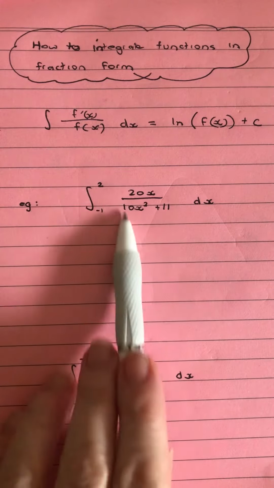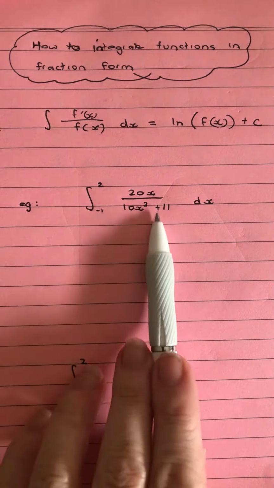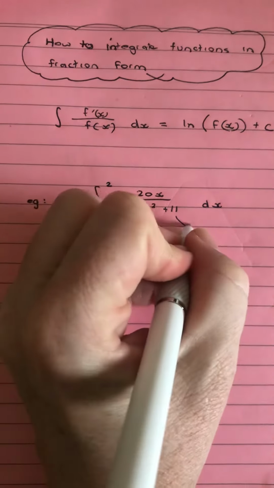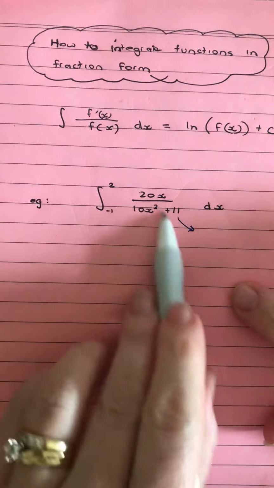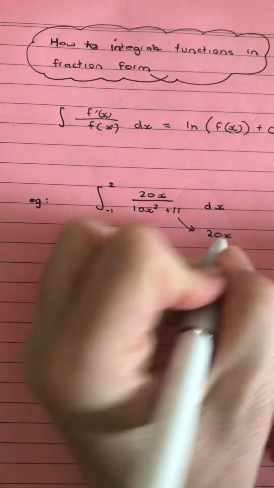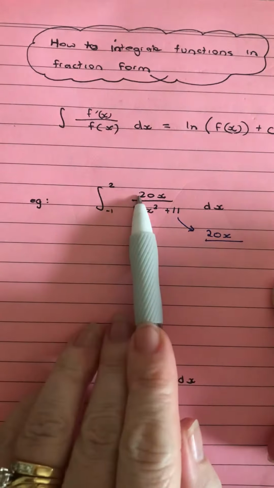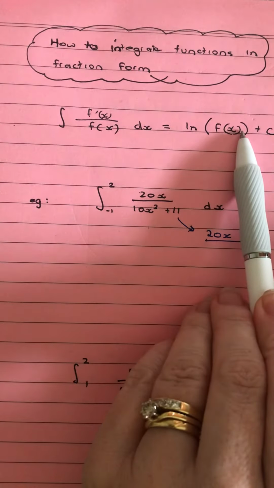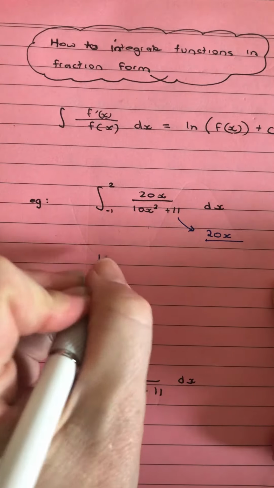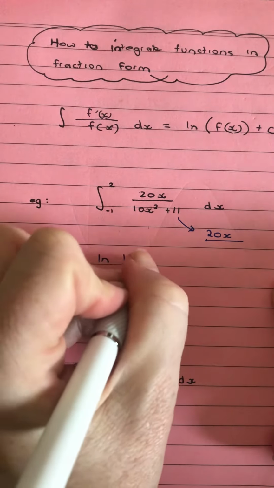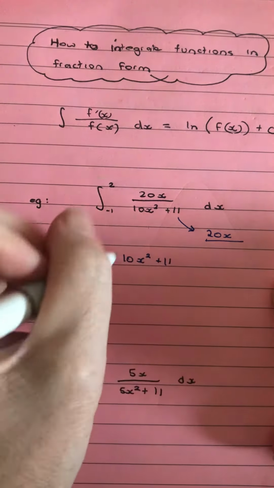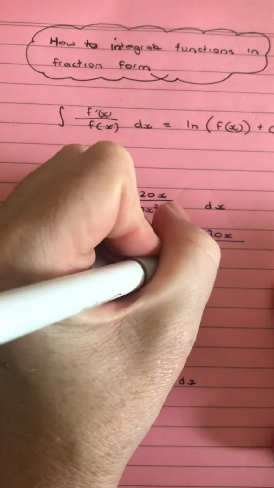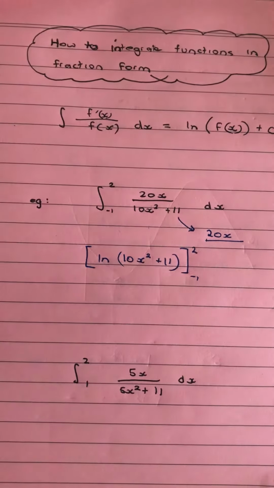So first example we've got here is 20x over 10x squared plus 11. So the first thing I'm going to do is look at this 10x squared plus 11. What's its derivative? So the derivative of the 10x squared is going to be 20x. So that means what I've got on the top is a derivative of what's on the bottom, which means I can then go straight to my answer here of ln of 10x squared plus 11. And I'll be subbing in the values of -1 and 2 into that function.